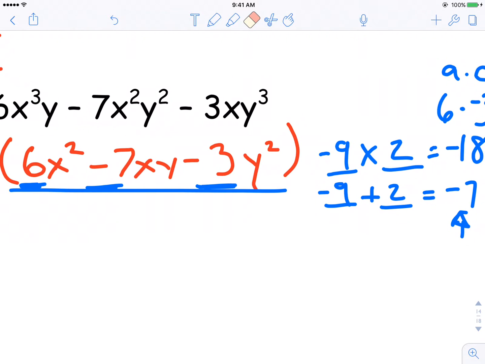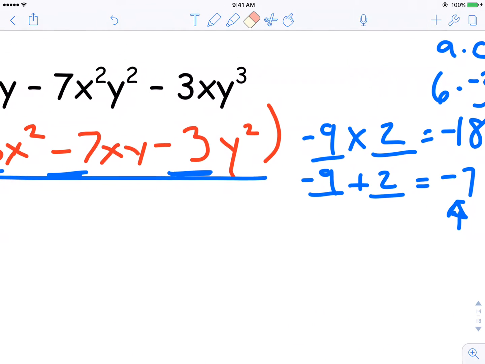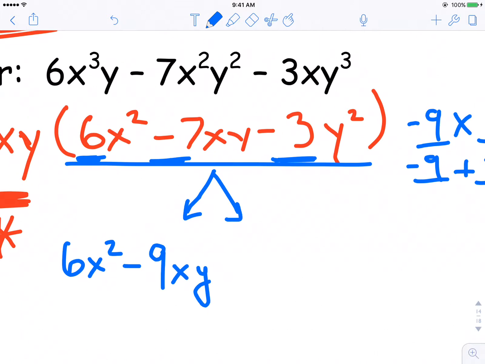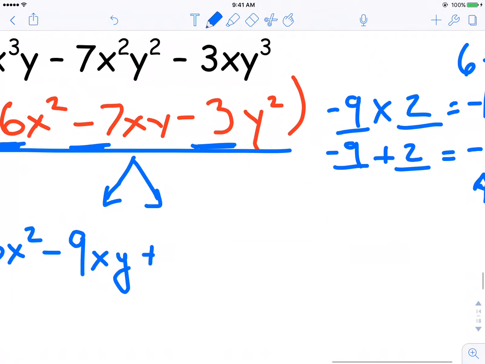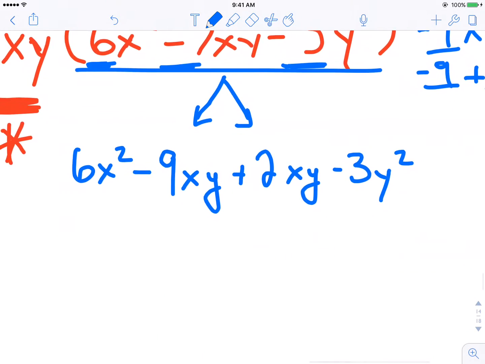Step 1, find your numbers. Well, no, step 1, greatest common factor. Step 2, find your numbers. Got them. Step 3, decompose, split up, break down this middle term into what you've just found. So 6x squared minus 9xy plus 2xy minus 3y squared. Split it up, decompose it, break it down.